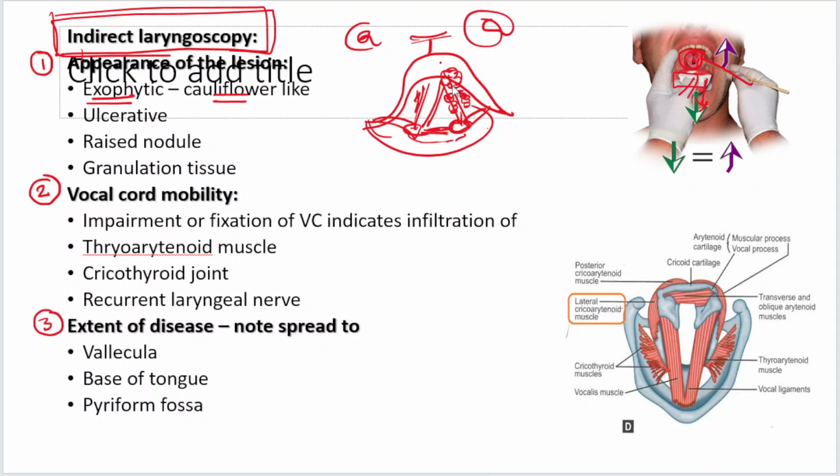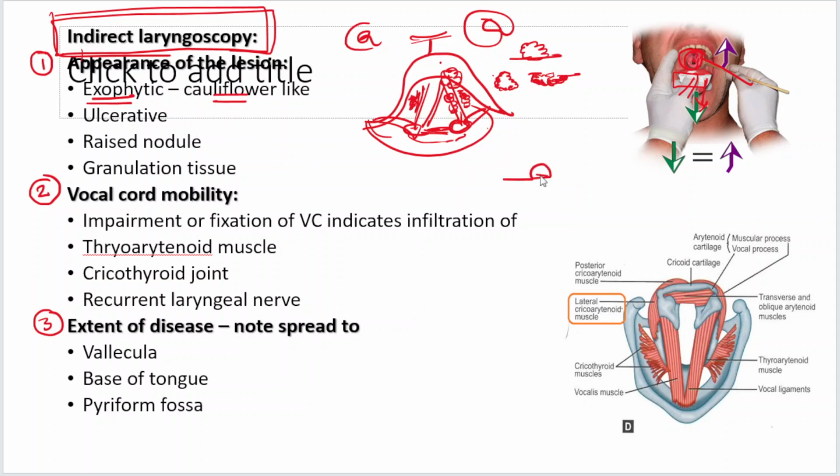Okay, so you will see an exophytic lesion. Sometimes it appears like it has been nibbled by rats, like there's an ulcer. There is no growth on top of the mucosa; there is a growth under the mucosa. This is called the infiltrative type. And this appears ulcerative. It may appear as in the case of subglottic carcinoma.